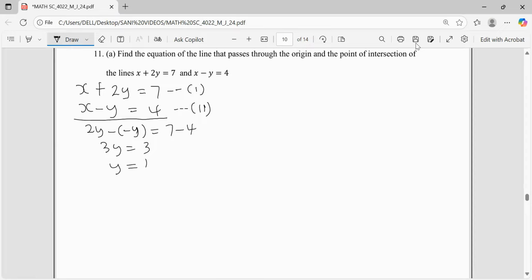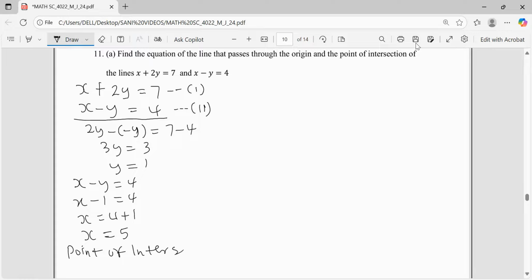So put y equals 1 into any of the equations. Let's use equation 2. That's x minus y equals 4. x minus 1 equals 4. Since y is 1, x equals 4 plus 1. Therefore, x equals 5. So the point of intersection of the two lines is 5, 1.